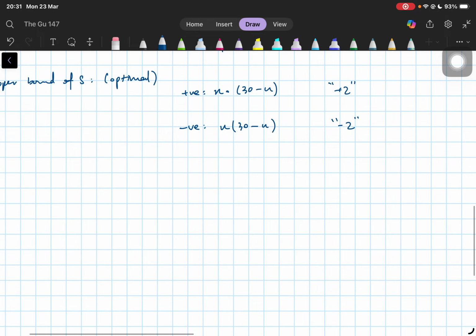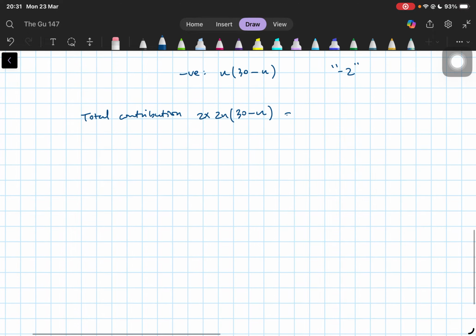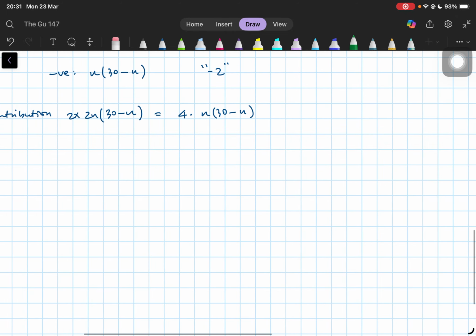Well, the total contribution will be 2n. In fact, it's 2 times 2n times 30 minus n. And that is 4 times n times 30 minus n. Now, it's very clear that we can use an AM-GM inequality here.